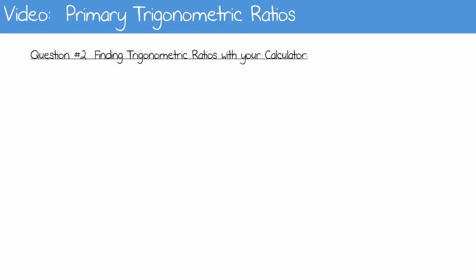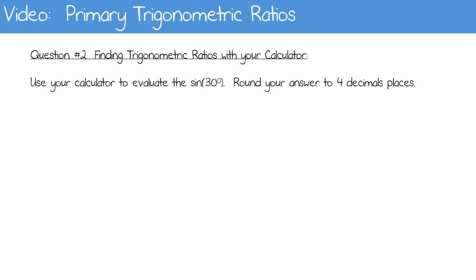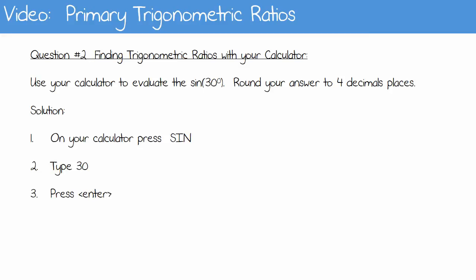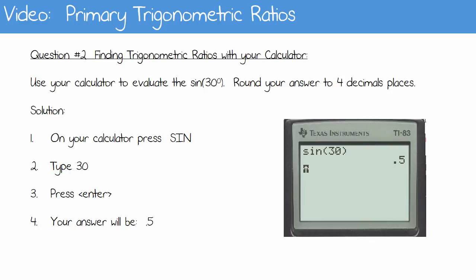Question number 2. Finding trigonometric ratios with your calculator. Use your calculator to evaluate the sine of 30 degrees. Round your answer to 4 decimal places. Here is your solution. On your calculator, press the SIN key, type 30, and press enter. You will notice your answer of 0.5 will be displayed.